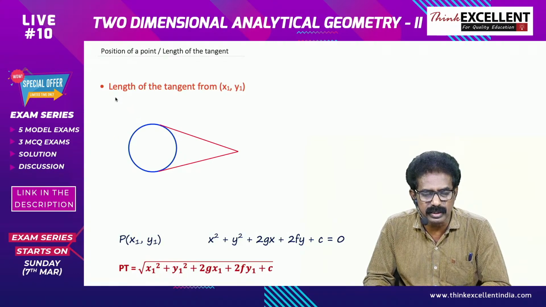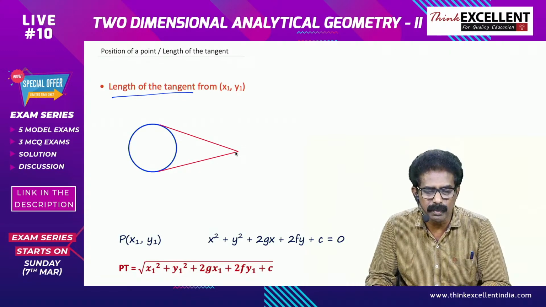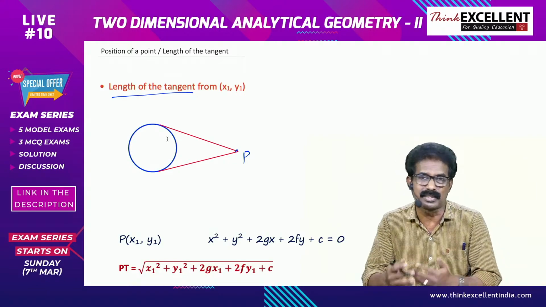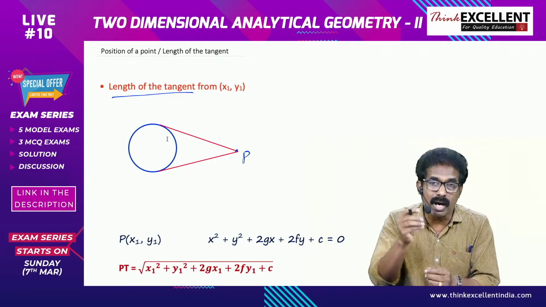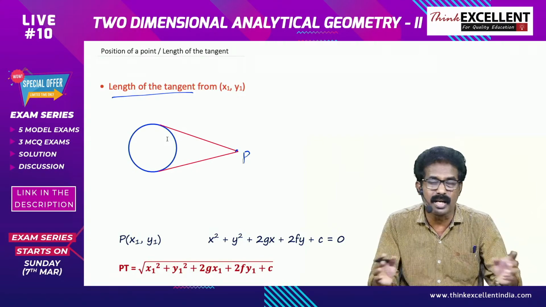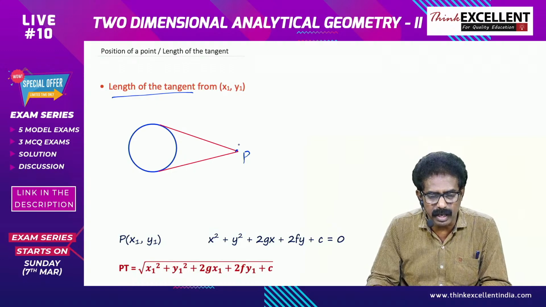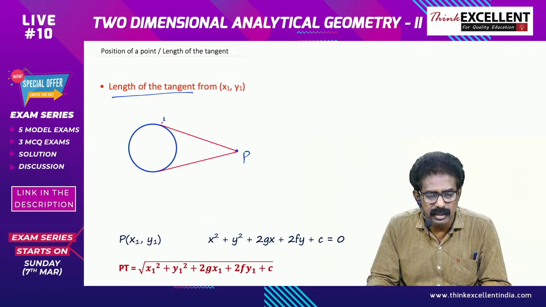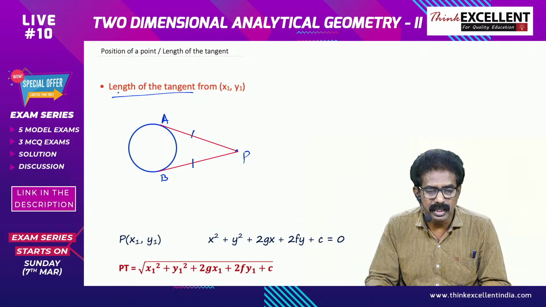First I am going to teach how to find length of the tangent. You know, from an outside point you can draw two tangents to a circle. You have studied this in 10th standard construction. From an outside point you can draw two tangents. On the circle you can draw only one tangent. If the point is inside you cannot draw any tangent, right? Objective questions are asked on the number of tangents. So from an outside point you can draw two tangents, PA and PB, and both the lengths are equal.